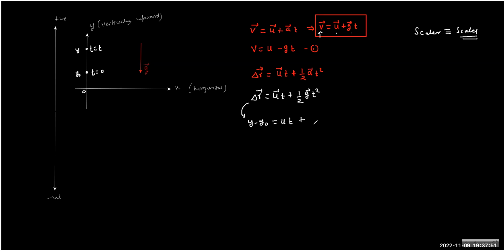Plus plus. But g is well defined. G is well known to us. Can we write this as g as minus g? Tell me, guys, can we write like this? Yes. So your equation will be y minus y naught equals to. And you can also write this as UyT. That's a nice way of writing. UyT.